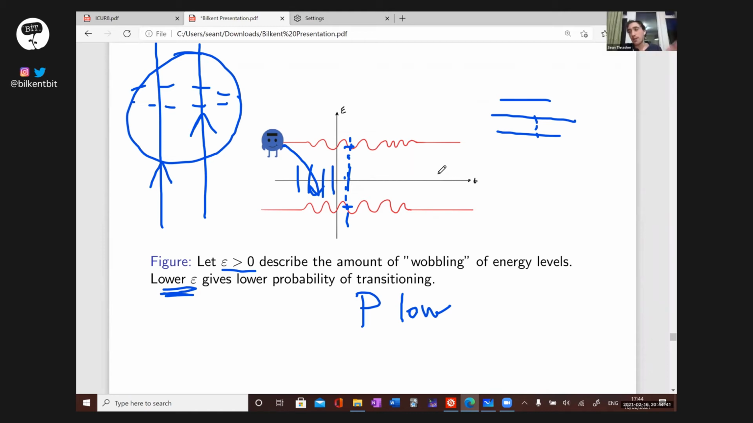Yeah, and how do you work that out? Perturbation theory, baby. Right. Use perturbation theory for that.